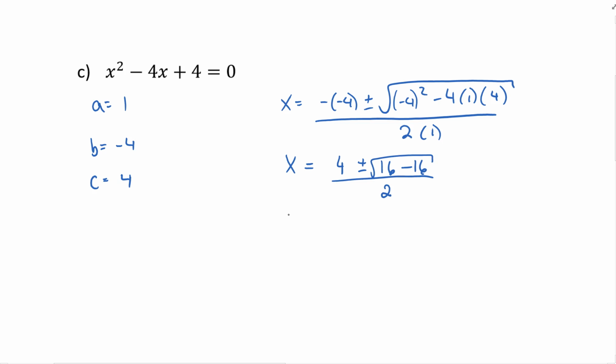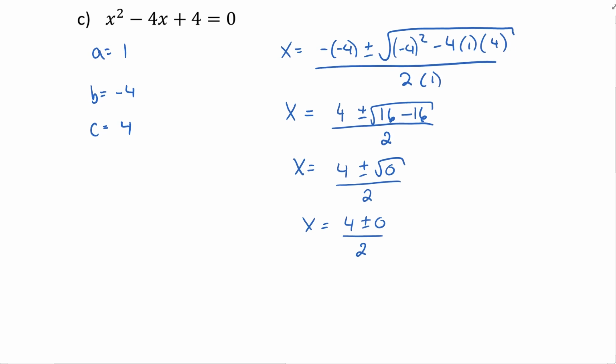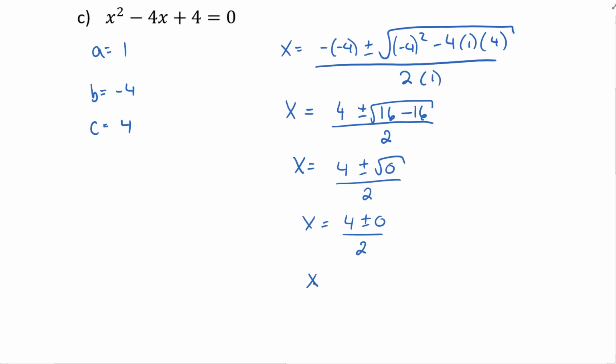Well, what is 16 minus 16? 0. Okay, what's the square root of 0? 0. So when I'm adding and subtracting 0, that doesn't change my answer at all. So all I'm left with is 4 over 2, or 2, which means I only have one x-intercept, or one root. Okay, so whenever the value under the square root goes to 0, you know you're only going to have one solution.